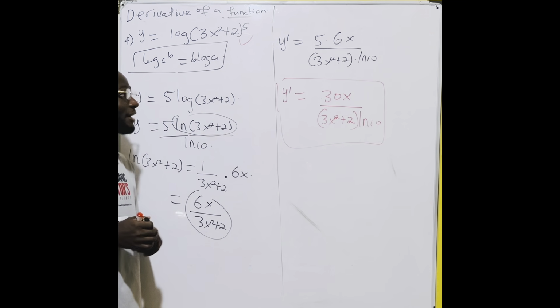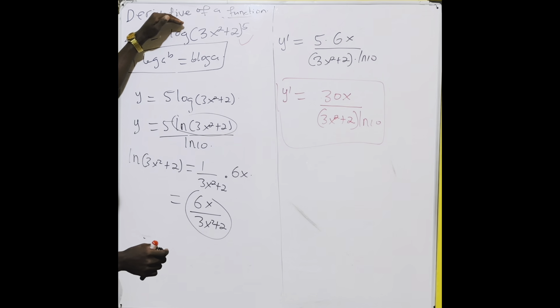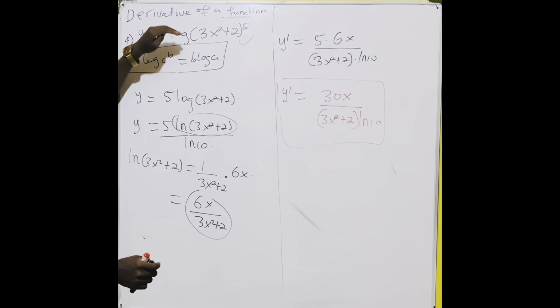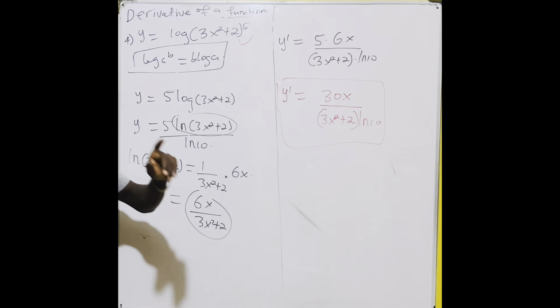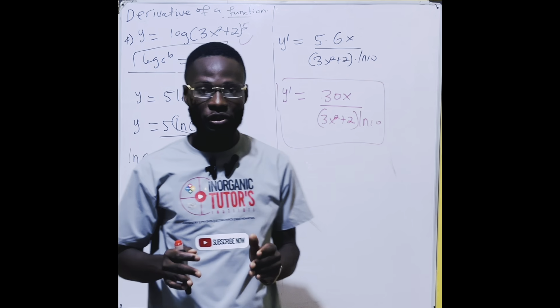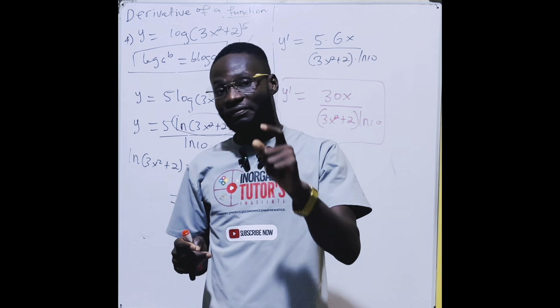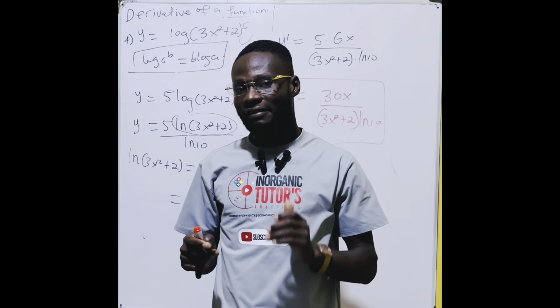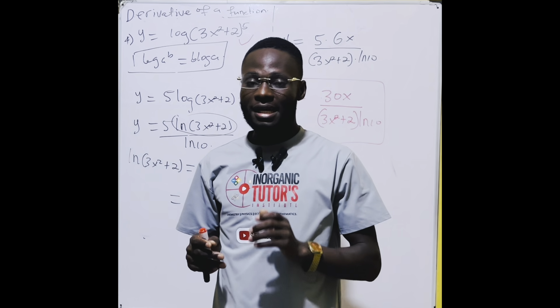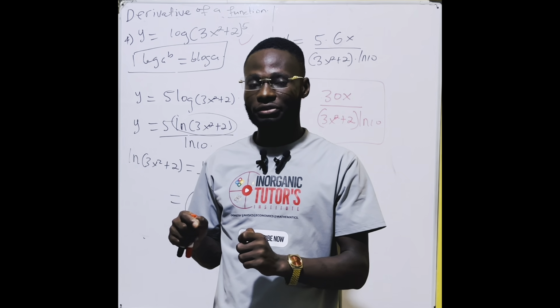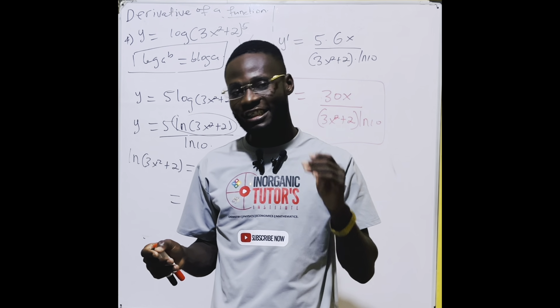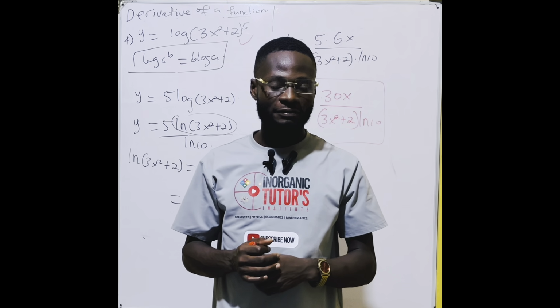So whenever you have a function inside this kind of log, then you have to change it to the natural log form before you can differentiate. So remember, if you have any function inside the natural log function and you want to differentiate, first take 1 over the function inside the ln function times the differential of the function inside the ln function, and that is it. Right, let's move on to question number 5.